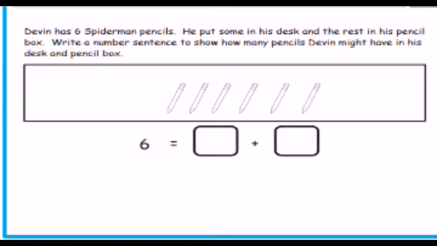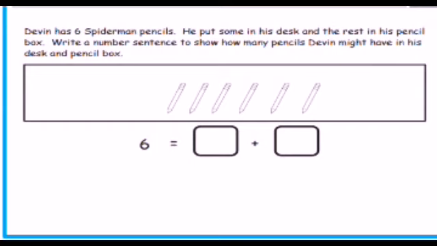Okay, now we're moving to our problem set. Devin has 6 Spider-Man pencils. He put some in his desk and the rest in his pencil box. Write a number sentence to show how many pencils Devin might have in his desk and pencil box. Here, you are allowed to share however you want. You are not limited. There's no restriction.